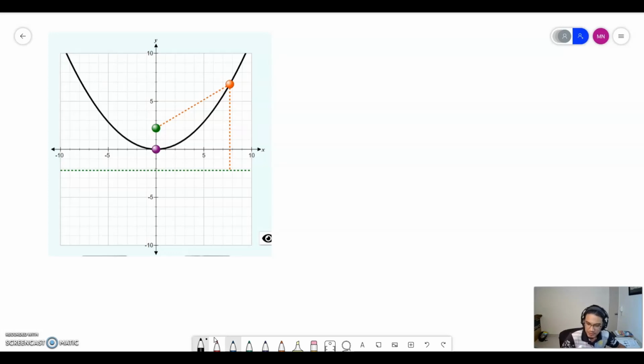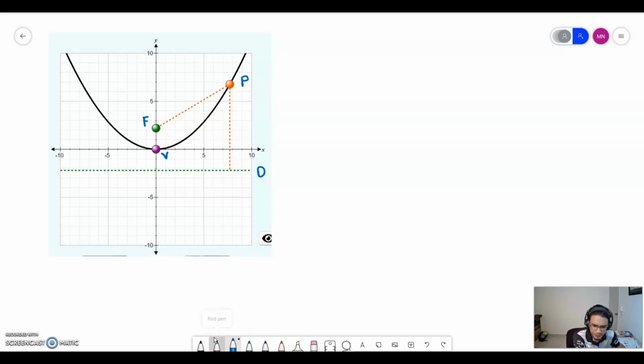Now I want to label the position of the focus. This green dot is the focus, the purple dot is the vertex, and the dotted green line is the directrix. Then this green dot is any point on the locus of the parabola, so I label that as a capital P, which represents the point.